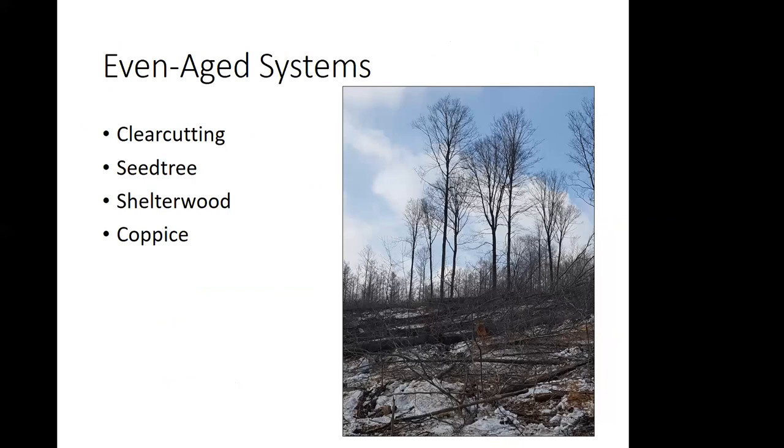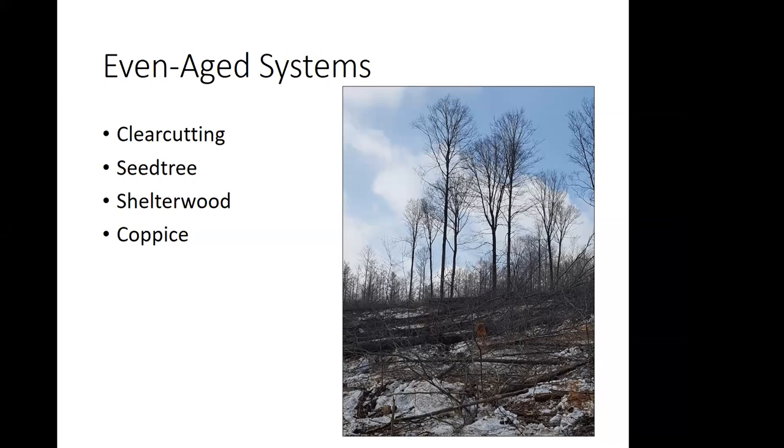Even aged systems include clear cutting, seed tree, shelterwood, and coppice. And coppice is just where you cut the trees and let them sprout. The other three: clear cutting is a very extensive disturbance. Clear cutting essentially you cut everything in a single entry.